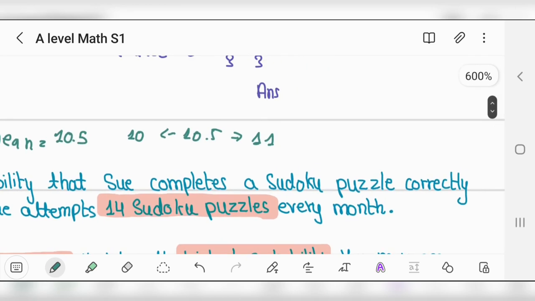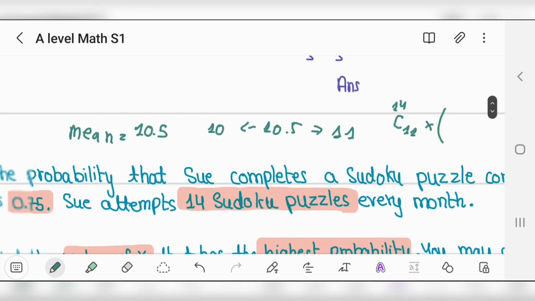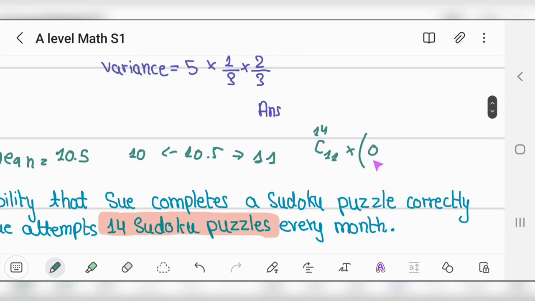For example, if I take 11 Sudoku puzzles which have been done correctly, and then try to find the probability, it's 14C11 multiplied by 0.75 to the power 11, multiplied by 0.25 to the power 3. And if I use my calculator, it comes to 0.24.